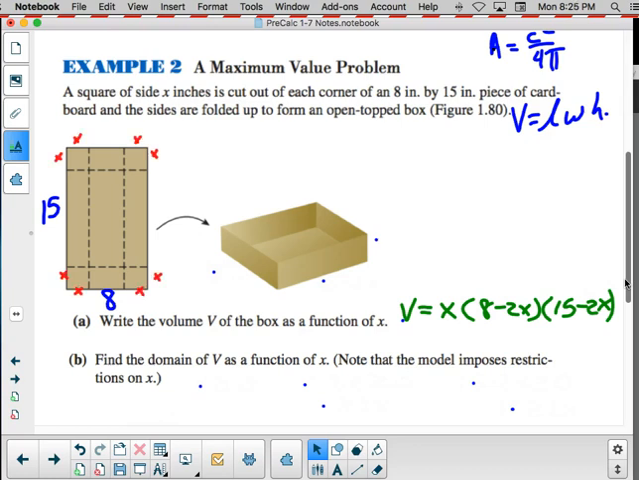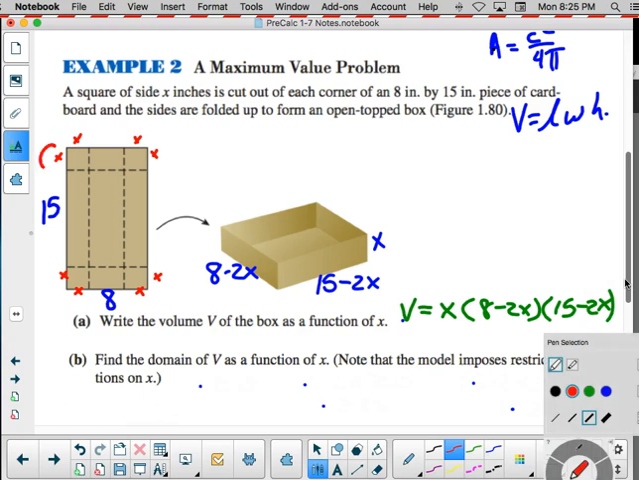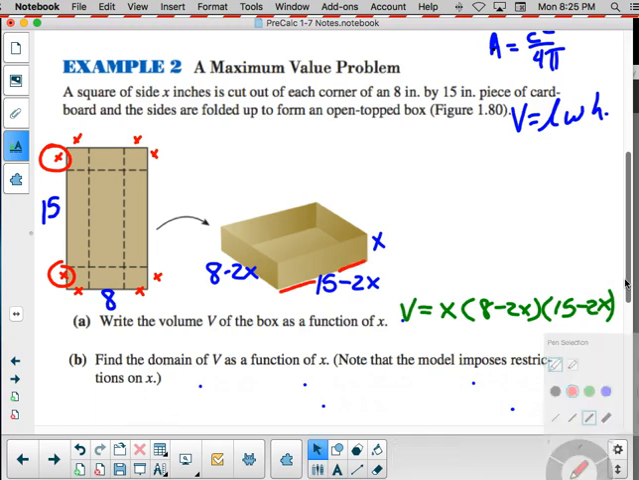So what they're saying here is I've got an x by x square cut out of each corner. When I fold this, I'm going to have this dimension to deal with. So my volume will be x times 8 minus 2x times 15 minus 2x. A lot of folks are wondering, where did he get the minus 2x? This is one of the x's, this is the second, so this length is now 15 minus 2x.